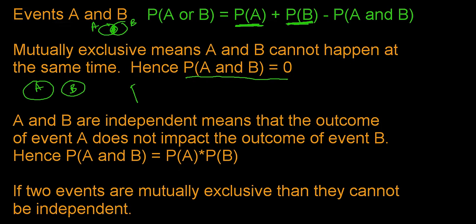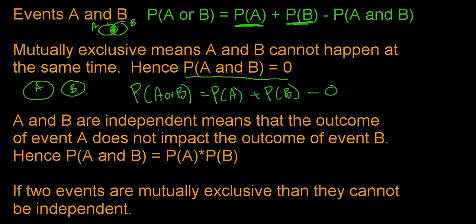So if you're mutually exclusive, and only if you're mutually exclusive, is the probability of A or B equal to the probability of A plus the probability of B. You don't have to worry about the overlap because there is none. So I guess you would just be subtracting a 0, which means nothing.